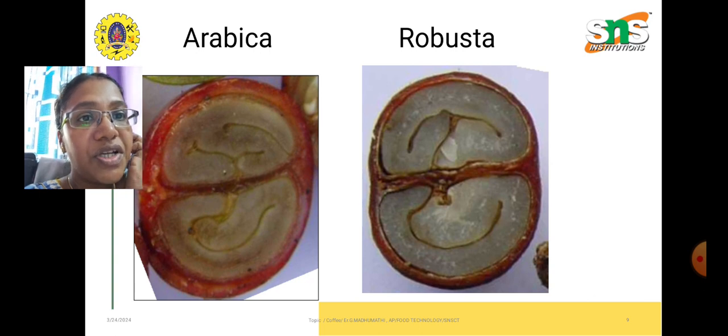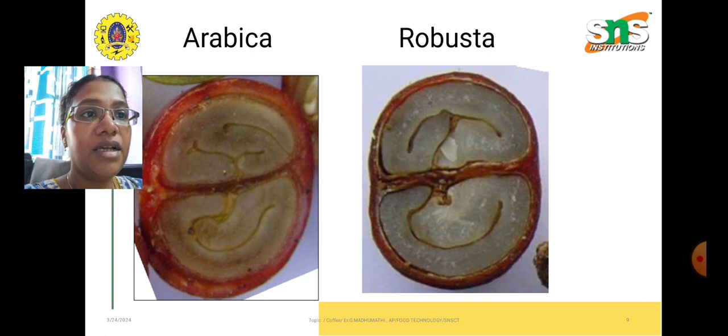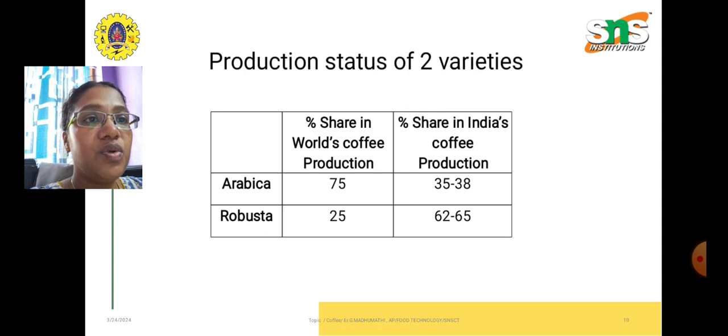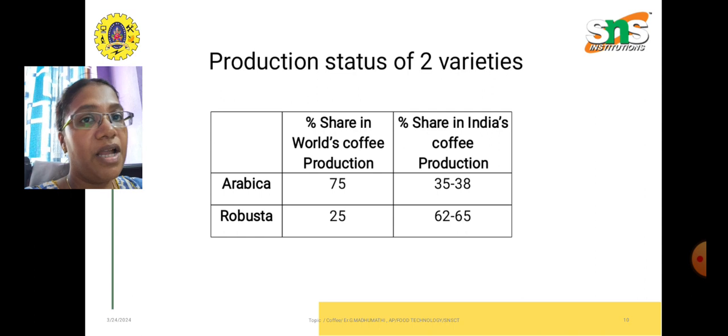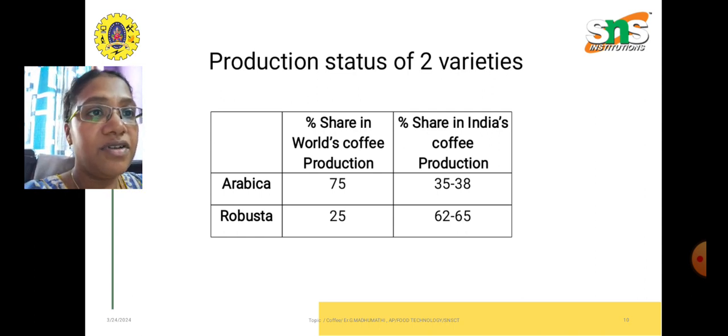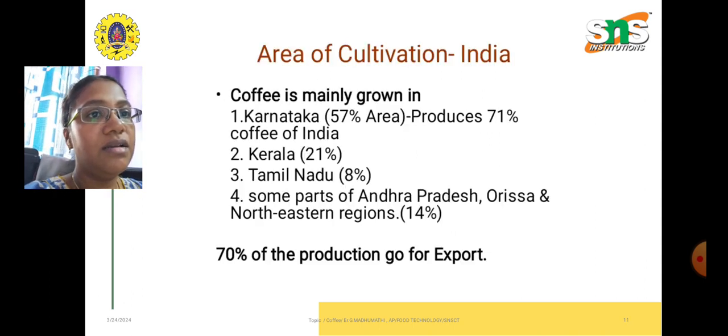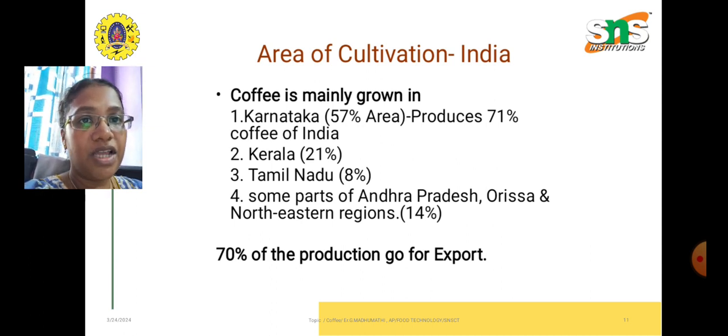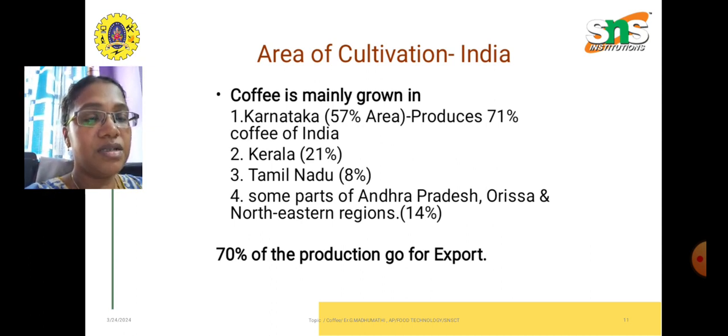This is the picture where we can identify the two different varieties, Arabica and Robusta. On the production status of these two varieties, in the percentage share of the world's coffee production, Arabica coffee stands first, whereas in India's coffee production, Robusta coffee stands first and has a higher percentage share. Area of cultivation in India: mainly coffee is grown in Karnataka. 57% of the area is utilized and it produces 71% of coffee in India.